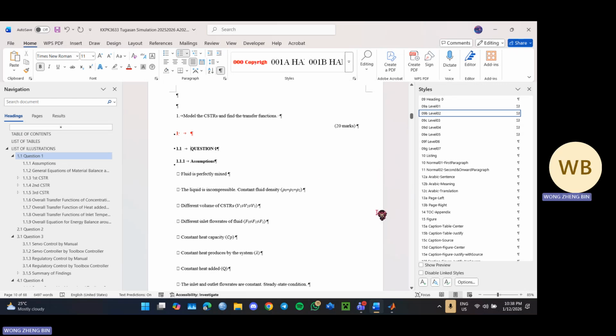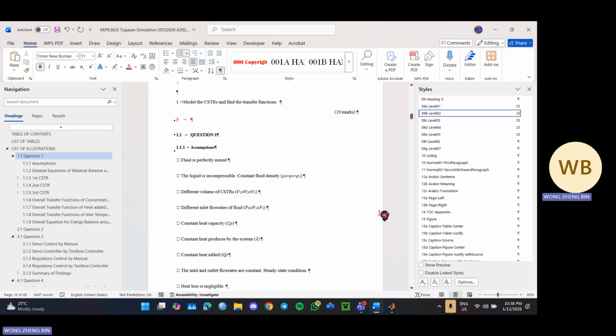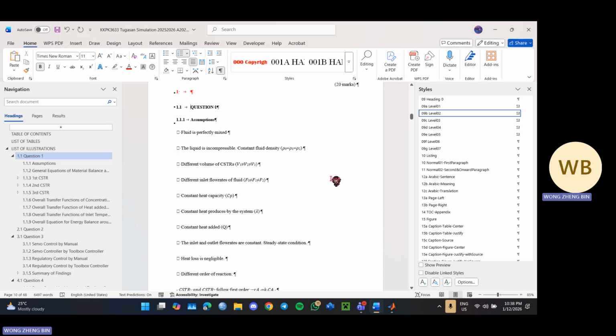So for question 1, it's pretty simple. We just list out all the assumptions. Basically we'll be forming two equations. The first one is the material balance and the second one is the energy balance. So first we form the material balance. These are the assumptions.